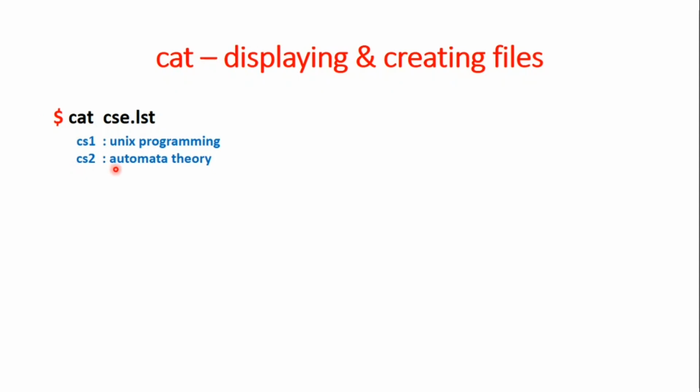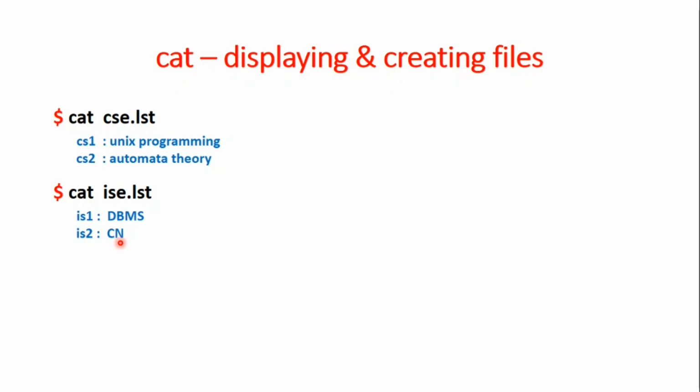The output I got here: CS1 Unix programming, and in the second line, CS2 automata theory. This will be the content of the file csc.lst, and suppose isc.lst contains isc1 dbms, isc2 cn.